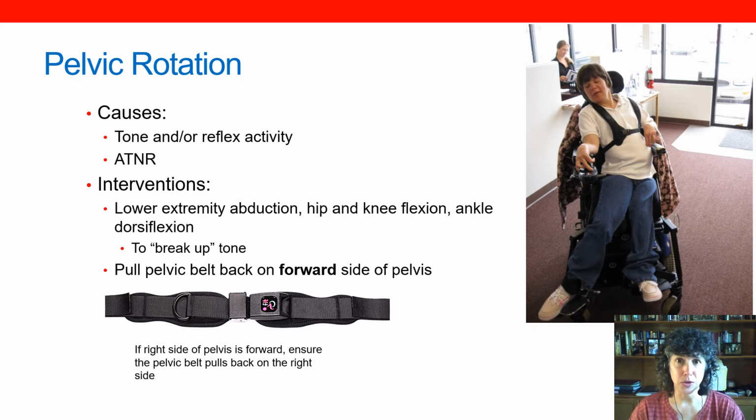A real simple solution that I use all the time, if this is a reducible pelvic rotation, is I make sure the pelvic belt is pulling down on the forward side. So imagine that Lynette's pelvic belt pulls down on the left. Every time a caregiver puts her in her chair and tightens that belt, they're reinforcing her tendency to pull back on the left and be forward on the right. Whereas if we flip that belt around, now we're pulling down and reducing that rotation every time the person is placed in their seating system. So this can be part of our solution.